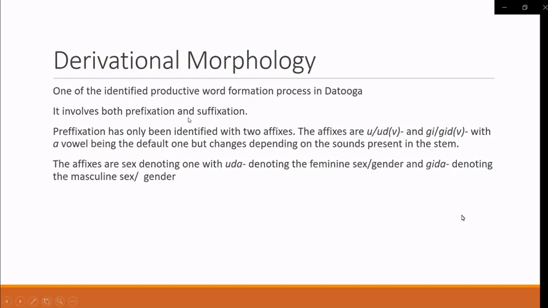Derivation morphology is one of the productive word formation processes in Datooga, which involves both prefixation and suffixation. With prefixation, it has only been identified with two affixes. These are the sex marking or sex denoting affixes: the uda affix, which is either realized as ud, and sometimes the vowel assimilates to another sound in the stem, and the gida, which also can be gi or gida, or the vowel can assimilate with sounds present in the stem. Now, these affixes are sex denoting, as said earlier, with uda denoting the feminine gender and gida denoting the masculine gender.